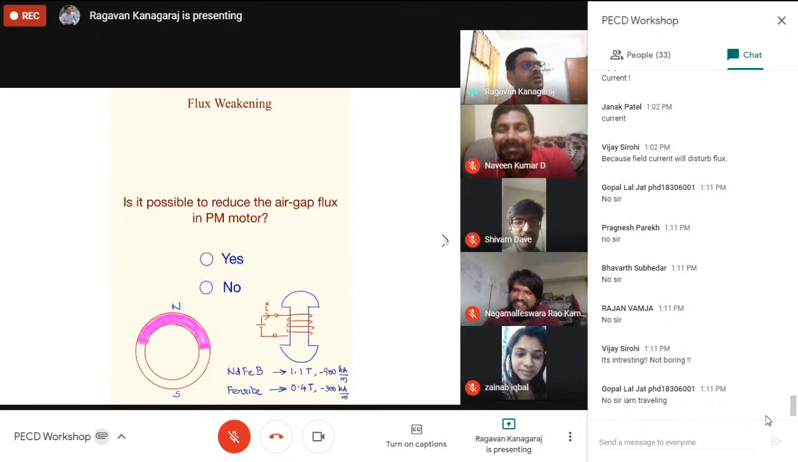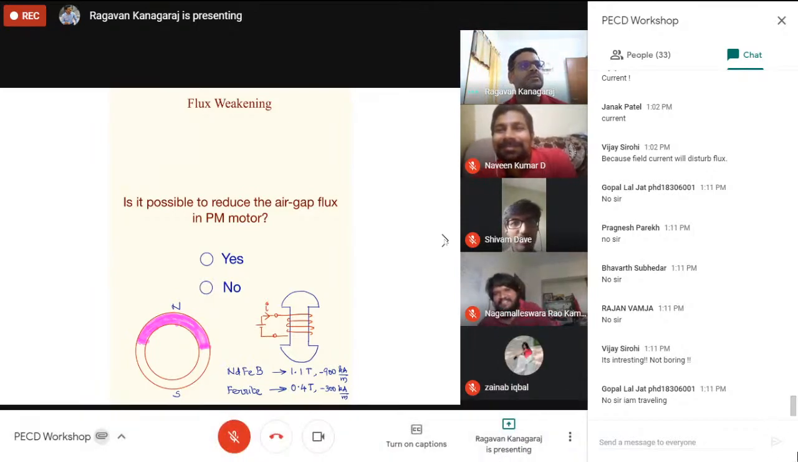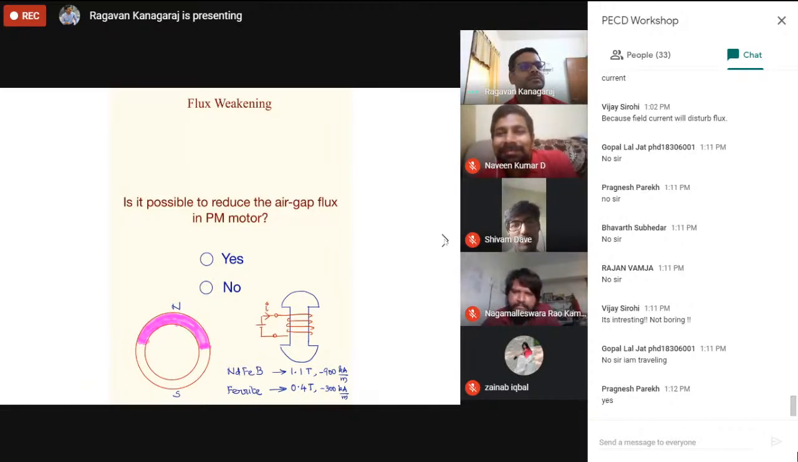Okay, the question now: is it possible to reduce the air gap flux in a PM motor? Flux is coming out of a permanent magnet. We have changed electromagnet to permanent magnet. Is it possible to reduce the flux? Two options are given, yes, no.